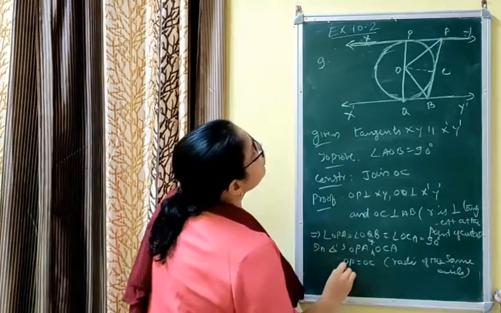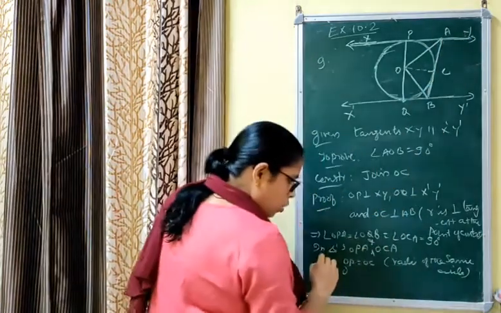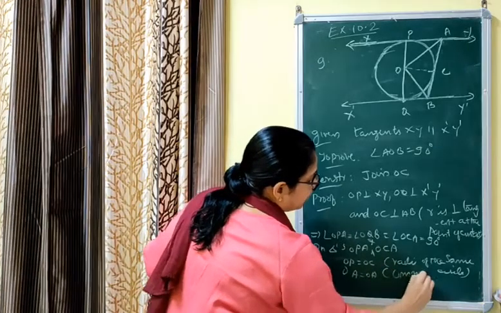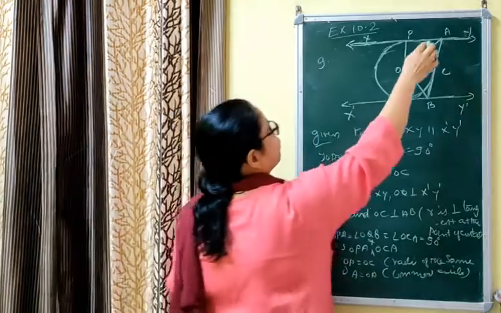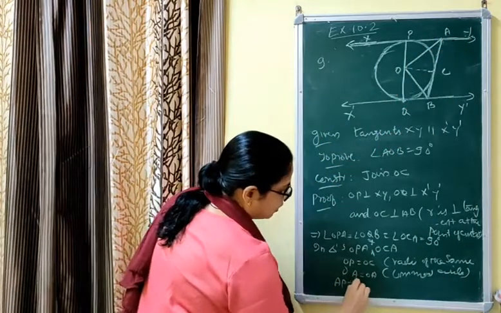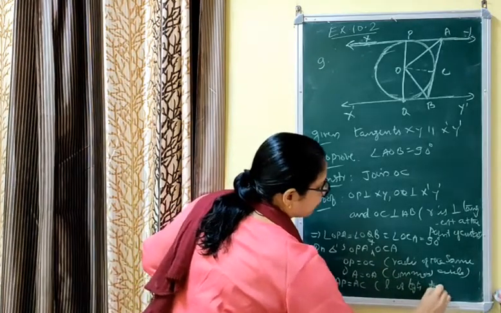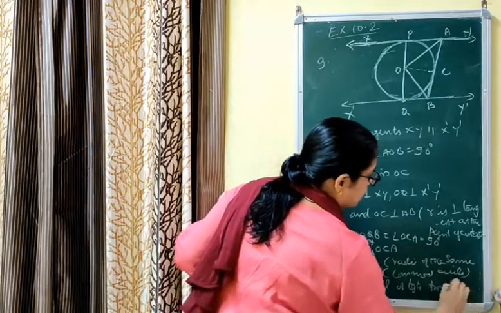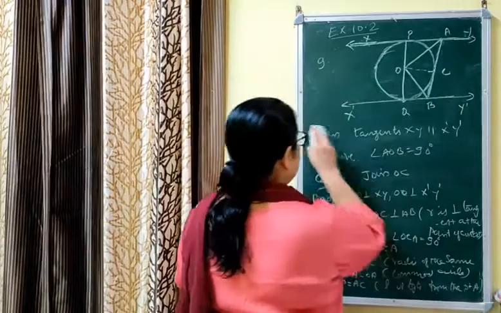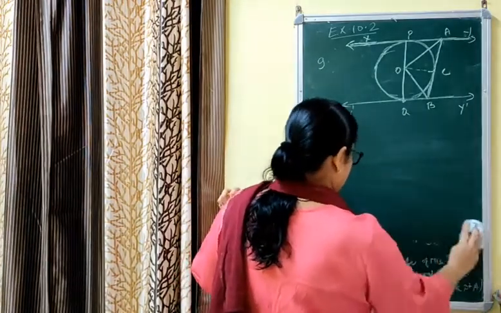And second is OA equal to OA. Why? It is common. Now one more side you have to take: AP equal to AC. Why? AP equal to AC because the lengths of tangents drawn from the external point A are equal. TGT means tangent. That implies you have proved all three sides equal. That means both the triangles are congruent.